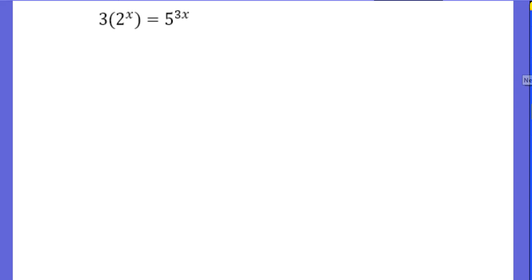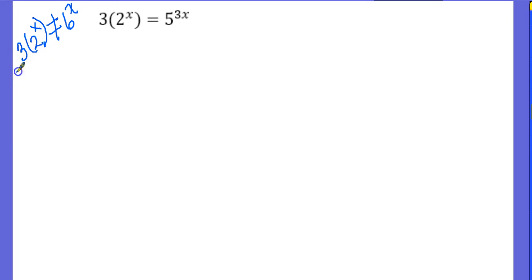Okay, so we're going to move on to our last example. Here's example 3. And the only thing I would warn you against is this. I need you to know that 3 times 2 to the x power is not 6 to the x power. It is not. So don't try to combine them.